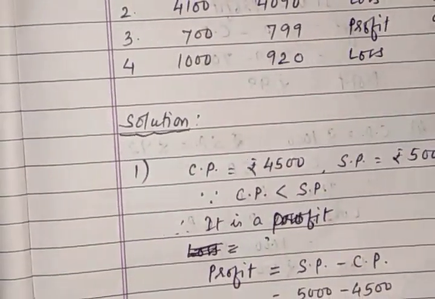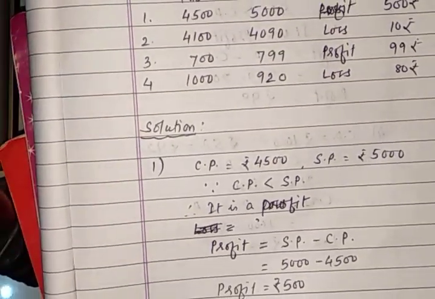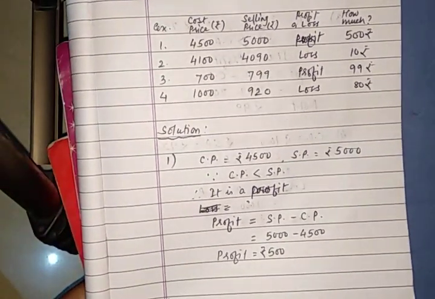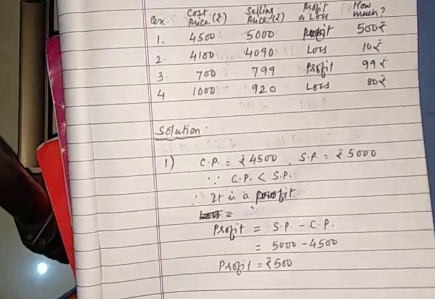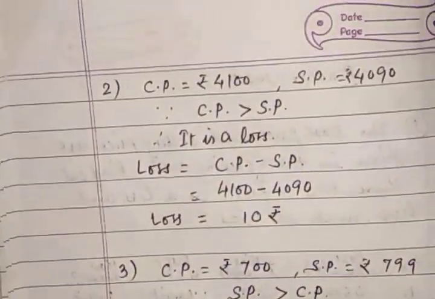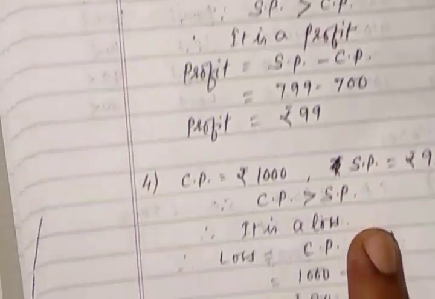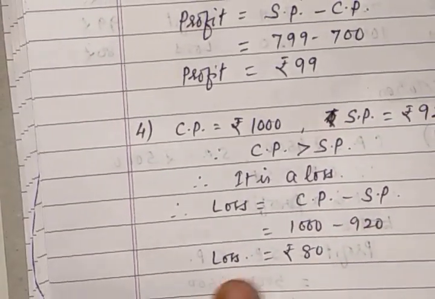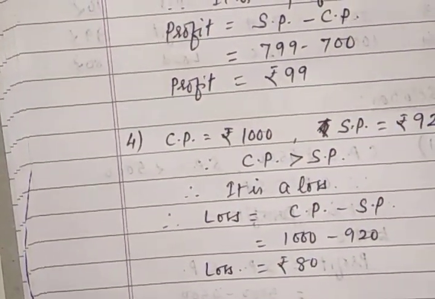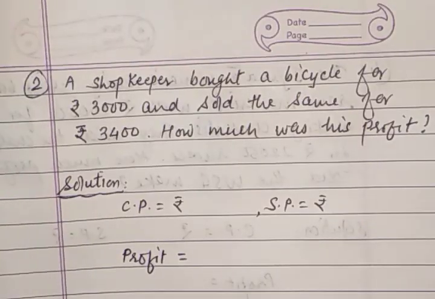Okay, so in this case we have calculated profit as 500 rupees. Okay, in other sums, as you can see, loss 10 rupees, profit 99 rupees, and loss 80 rupees. Okay, this was question number 1. So we have done all 4 sub questions. Now let's see second sum.